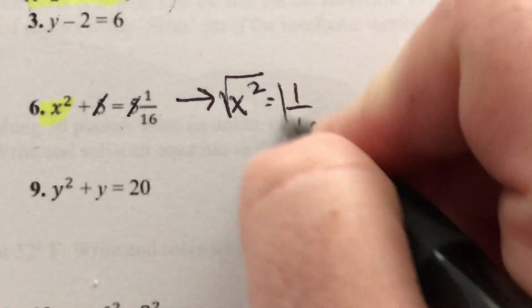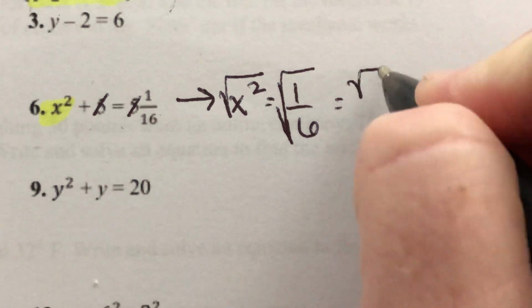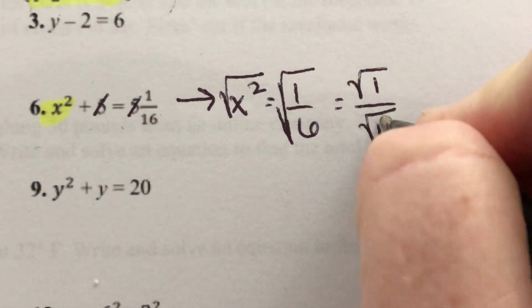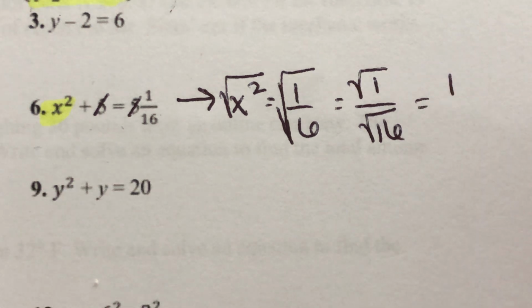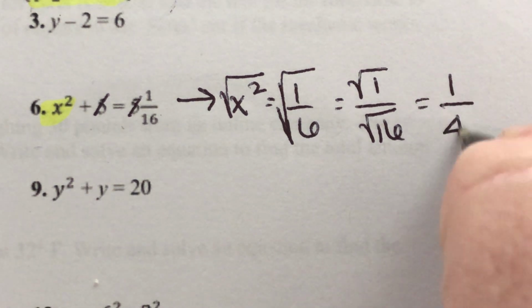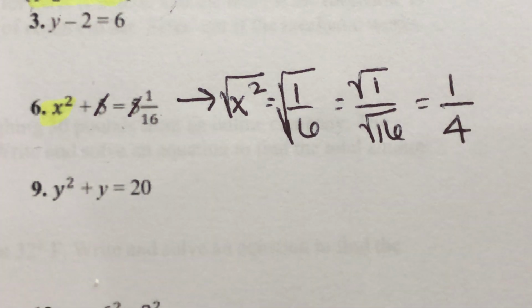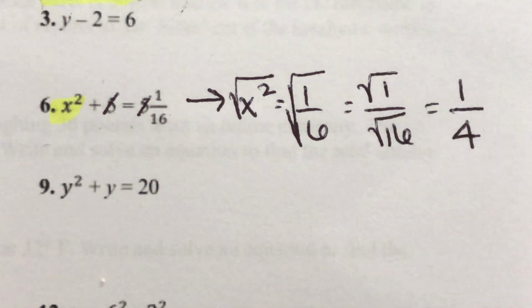If I put this fraction under a radical, I can actually separate the radical into the top and the bottom. If I take the square root of 1, it's just 1, right? Because 1 times 1 equals 1. And the square root of 16 is 4, because 4 times 4 equals 16. So my answer here is 1/4, right? And it could have been positive 1/4 or negative 1/4.